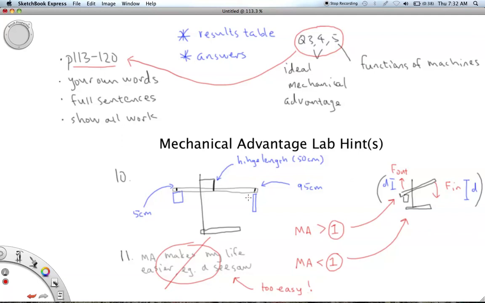Now, you don't have to be limited just to a lever like this. You can think of mechanical advantage for other simple machines. But for those 2 marks, I do encourage you to do a little bit of extra research, a lot more extra thinking, and hopefully you can show me some very good application of your understanding. Okay?